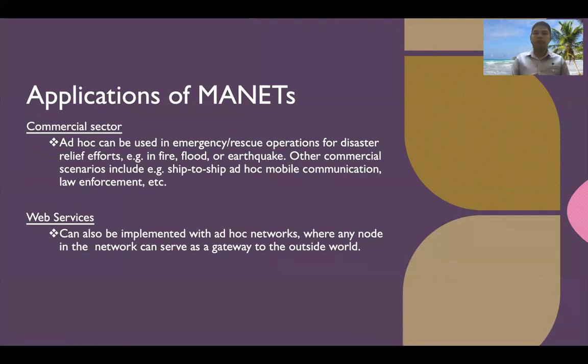This is a few examples of applications under MANET, or using MANET technology. This is for the commercial sector.